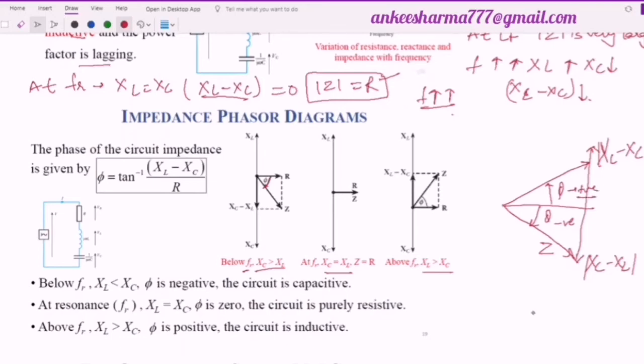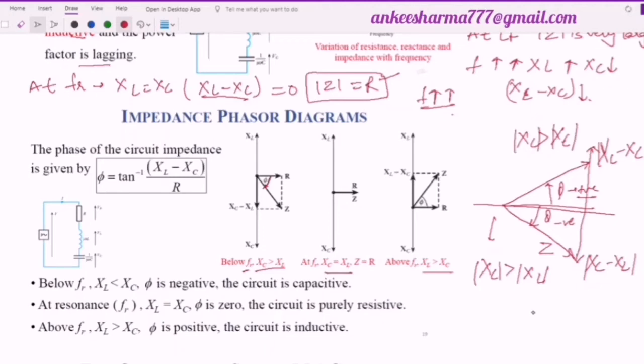So depending upon the value of XL and XC, if XL is greater, we will say theta is positive. If XL is less than XC, we will say that theta is negative. On the basis of that, whatever the value will be, we will take that portion. If we take the upper portion, then we will consider that XL is greater than XC. If we take the lower portion, then we will consider that XC is greater than XL. Definitely, I'm talking here about the magnitudes, right?